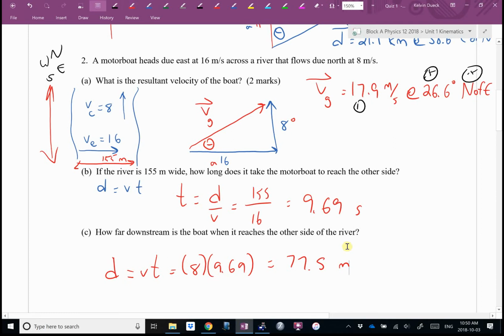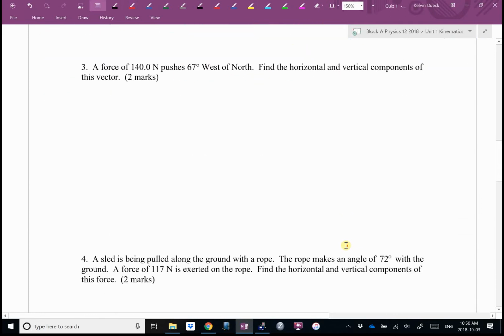1 mark. Number 3, 2 marks. We're finding 2 things. It's probably going to be 1 mark for each component.